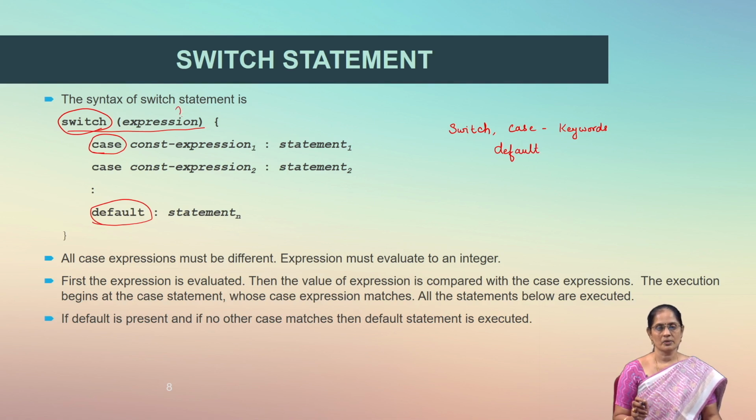Now, how should the expression be? All case expressions must be different. We cannot have the same expression for more than one case. The expression should be distinct, and it must evaluate to an integer. It is the most important thing to remember. We cannot have a string or a floating point value in the expression. We can have characters, but the characters would by default be converted to integers anyway. So, the compiler will be able to accept only integer values in the expression part.